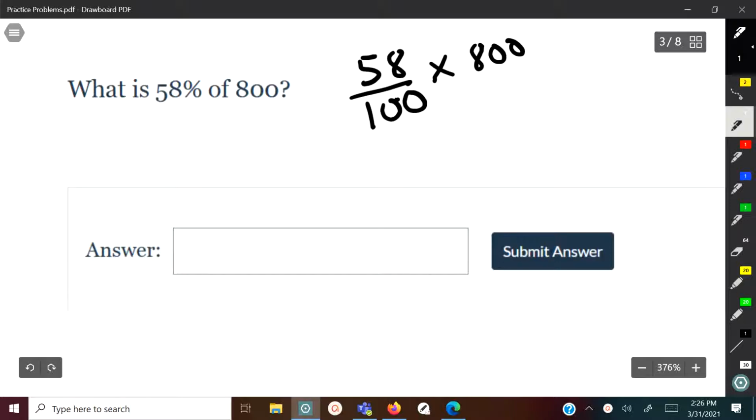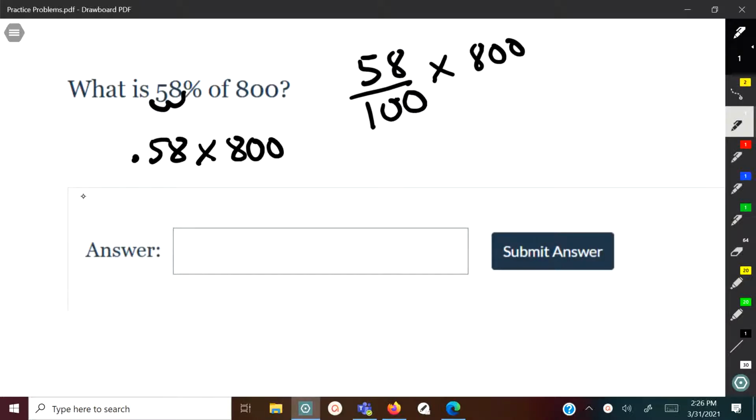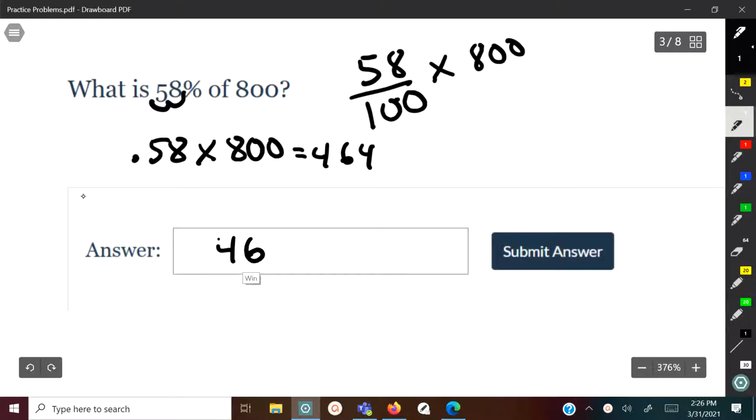But what's going to happen is you're always going to move this decimal two places to the left. So to convert from a percent, you move it two places to the left. I can just take that 58 and move the decimal two places. That's going to give me 0.58, and then I multiply it times 800. That's all you've got to do. When you do that, it'll equal 464, and that's your answer.